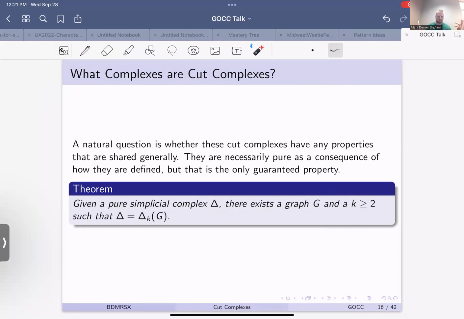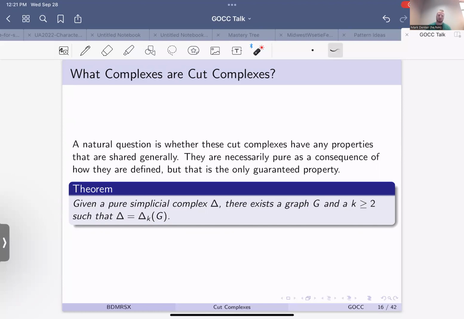We've defined them. It would be nice to see if these things have any properties. Like if I tell you that this simplicial complex is a cut complex, what can you tell me about the complex? And the first thing is by definition, by the way we construct them, they must be pure. All facets are the same size. And so that's lovely, but that's literally the only property you can guarantee.